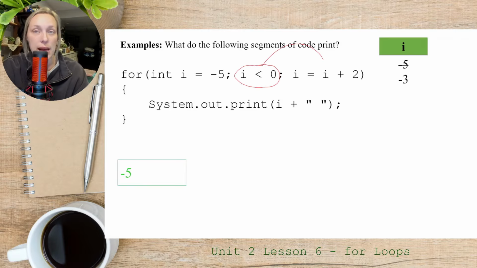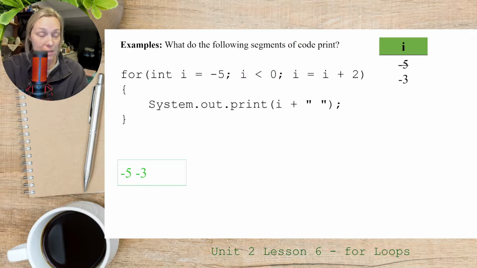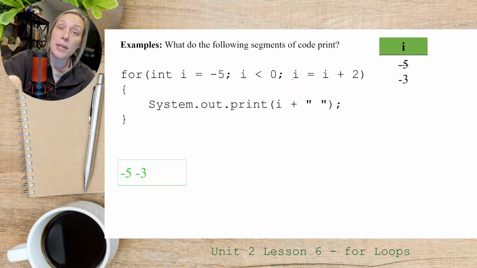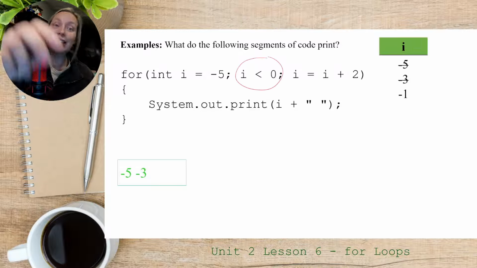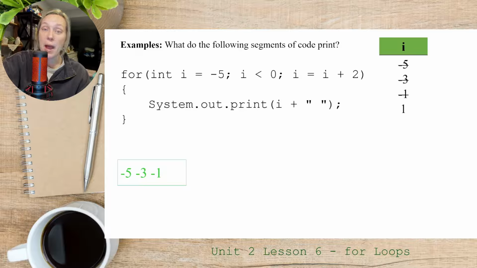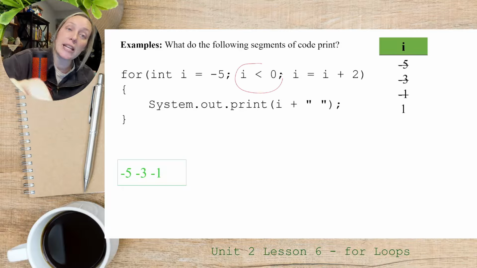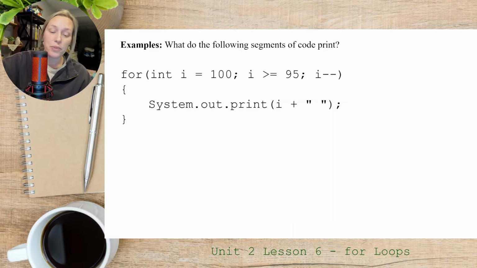After the update, I go back and I check this condition. Is -3 less than 0? That's true. So I'm going to print off I, -3. I'm going to come back up here. I'm going to update. -3 plus 2 is -1. And then I'm going to check my condition. Is -1 less than 0? Yeah, that is. So I'm going to print off -1. -1 gets 2 added to it and becomes 1. Okay. Then I check the condition again. Is 1 less than 0? That is not true.